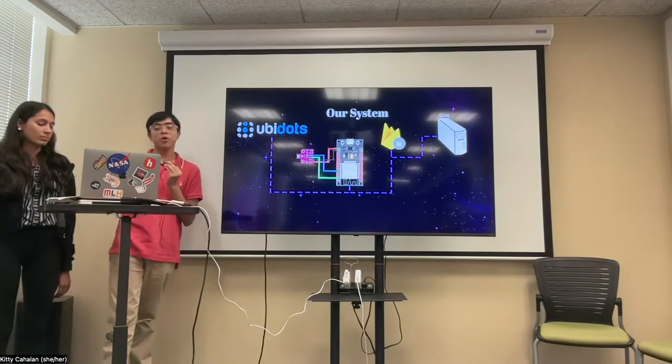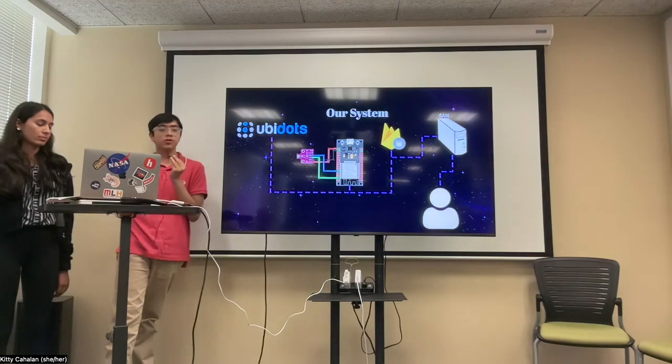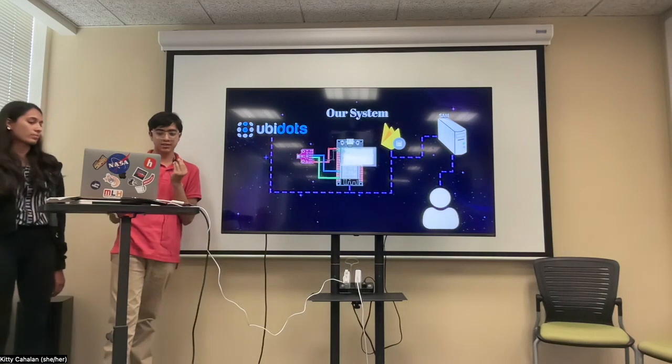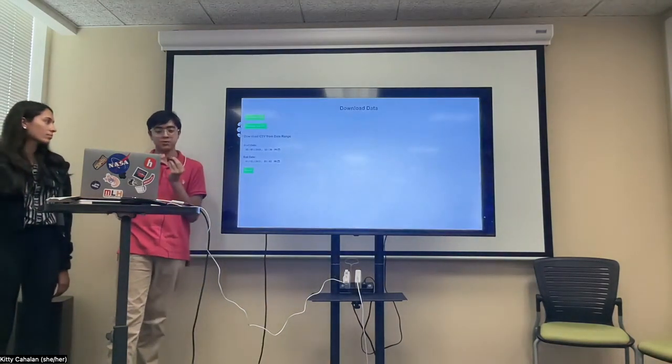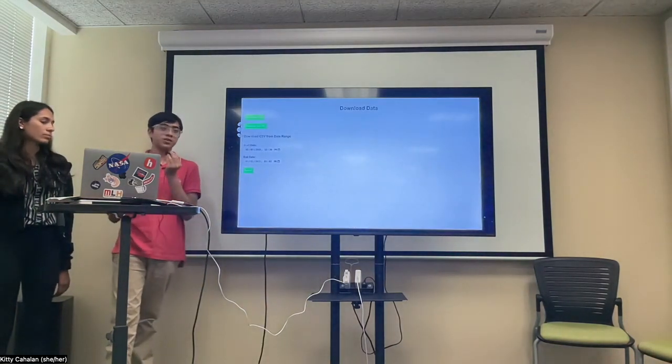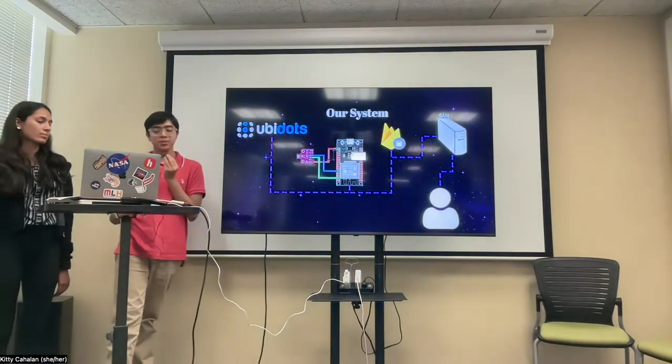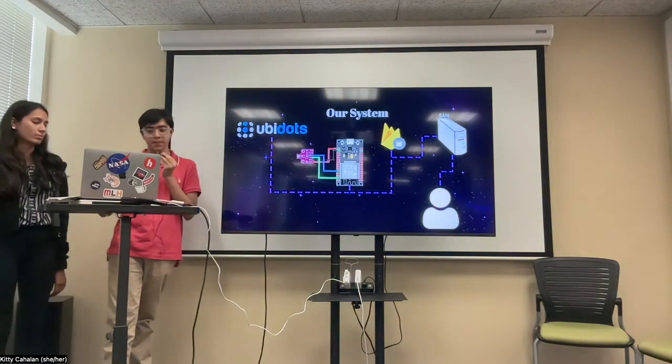Then finally, SAM hosts a website for any of the researchers or any of the users of this platform to access, and it allows them to quickly and easily download the data. It's a website that we made. It's not as nice as Ubidots, but it works for the researchers' purposes. So that's a brief overview of our system and what we did.